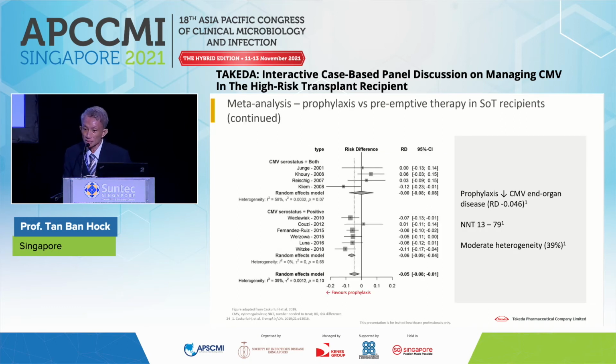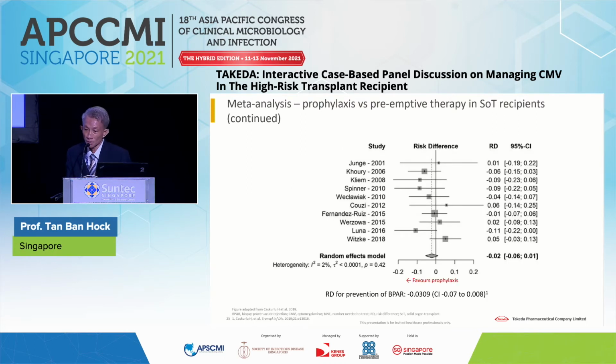So if you look at the endpoints, there are different endpoints, of course. You find that in general, this meta-analysis found that prophylaxis did reduce the risk of end organ disease, but the NNT was variable from 13 to 79, accepting the moderate heterogeneity of about 39%. In terms of the ability to prevent biopsy-proven acute rejection, there was no difference. As you can see, the forest plot crosses the midline.